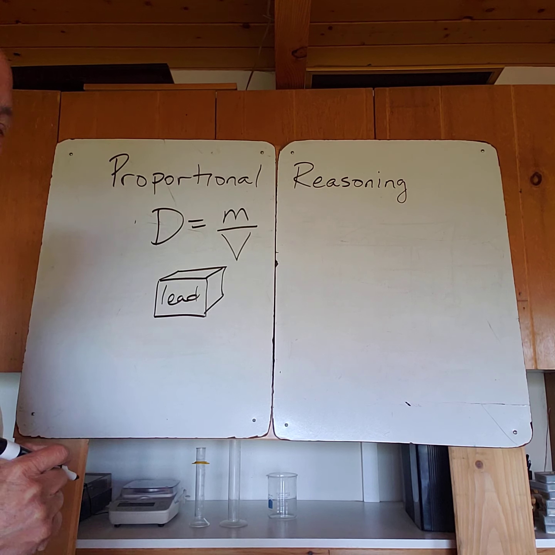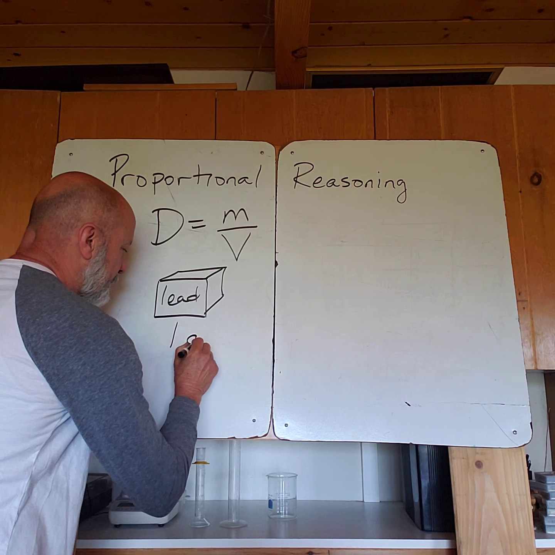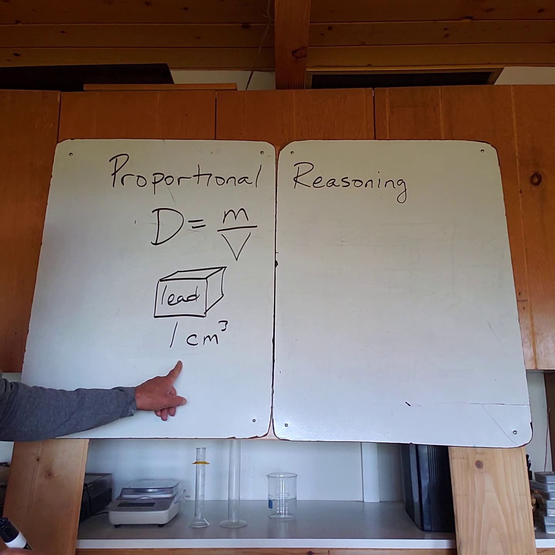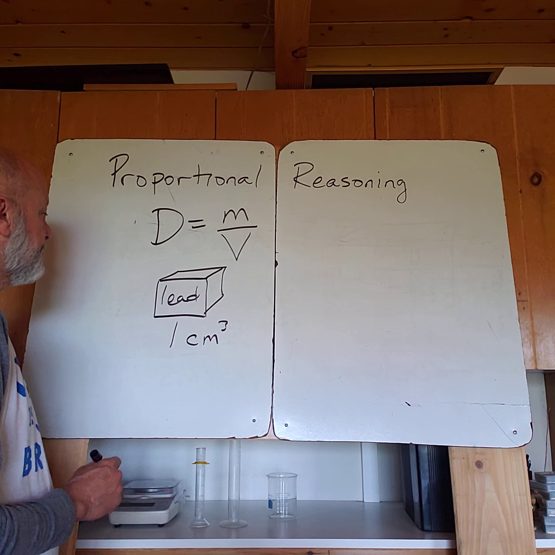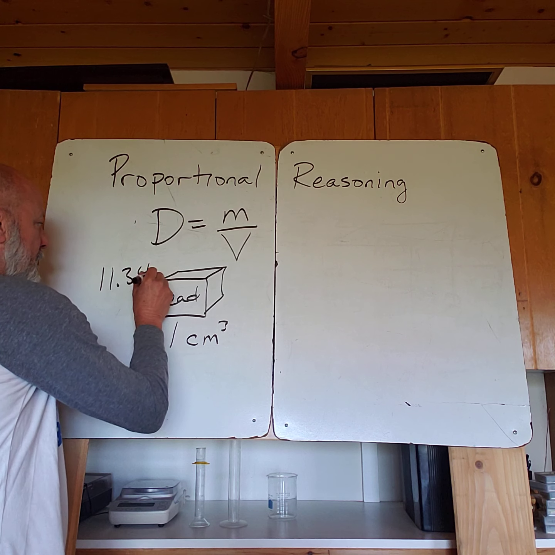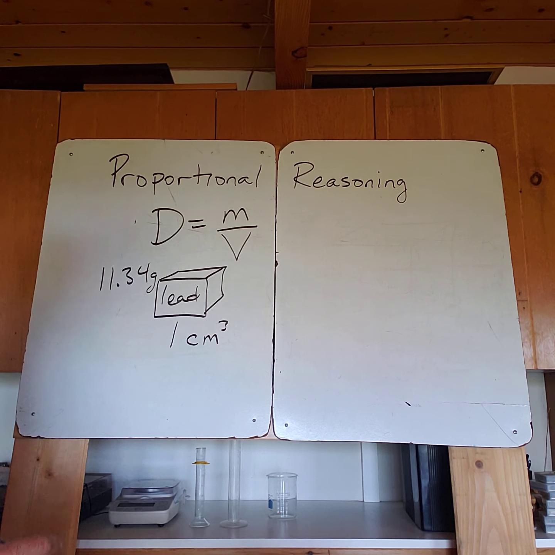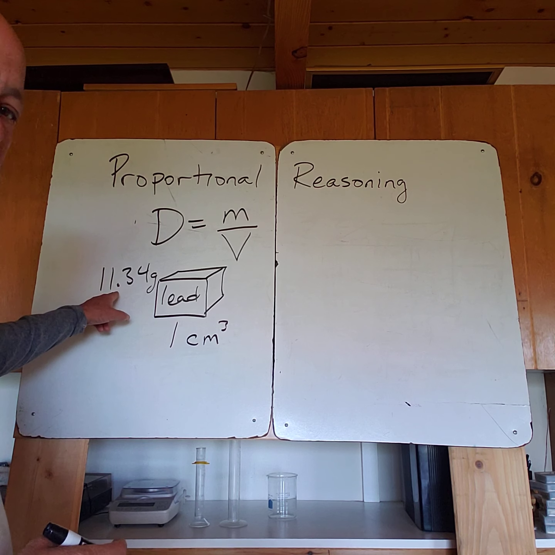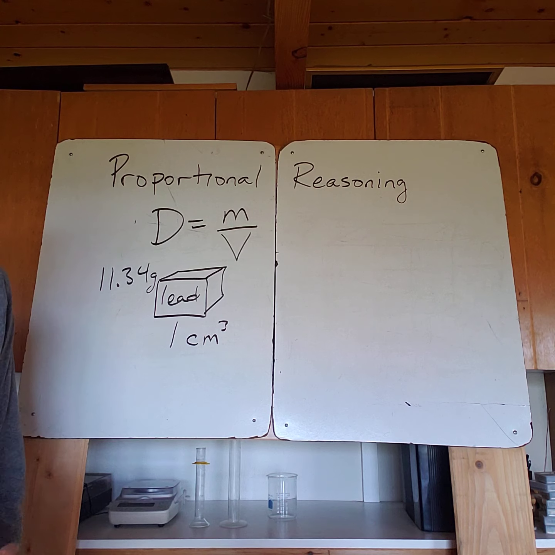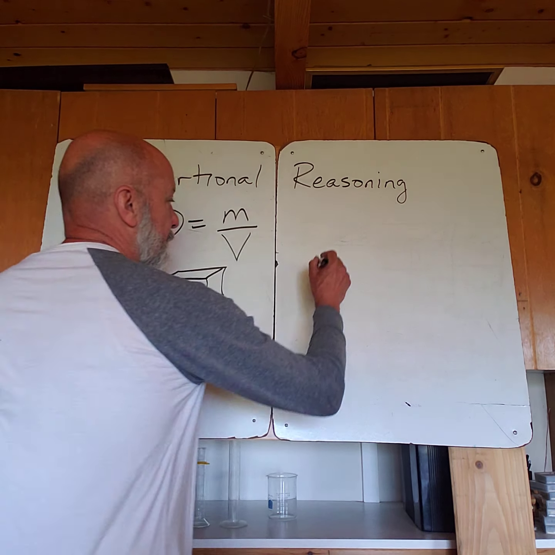So I look up lead, and I find that for every 1.00 cubic centimeter there is a mass of 11.34 grams. That is the density of lead. For every 1 cubic centimeter, there are 11.34 grams of matter. And so I could do something and solve like this.